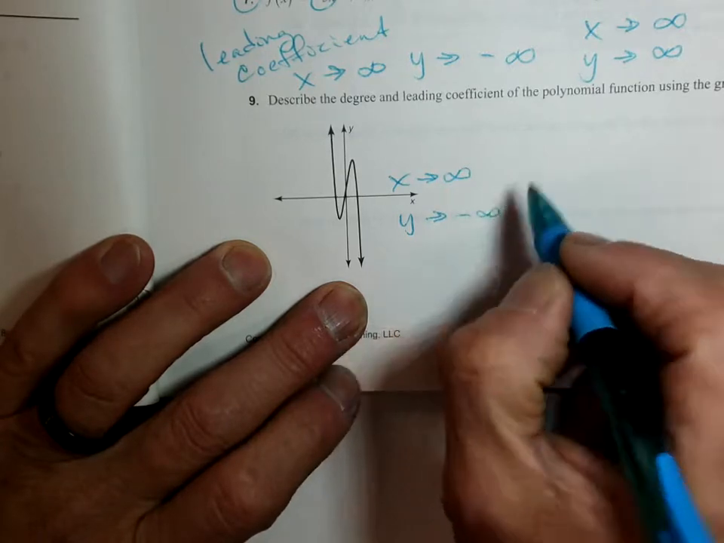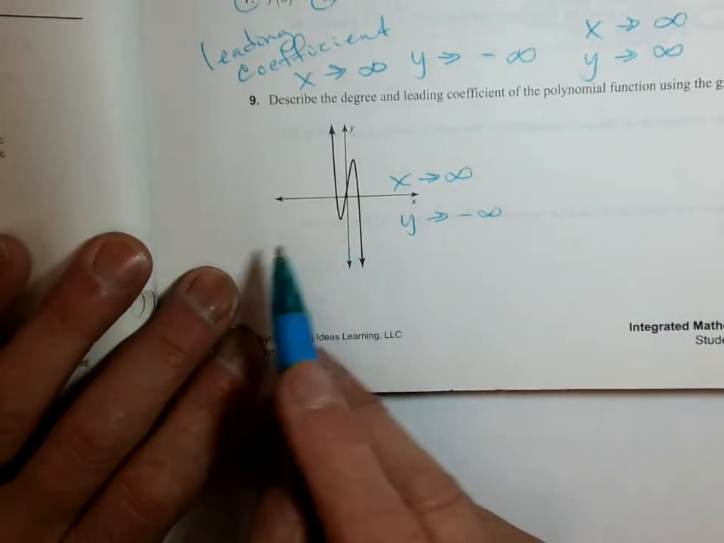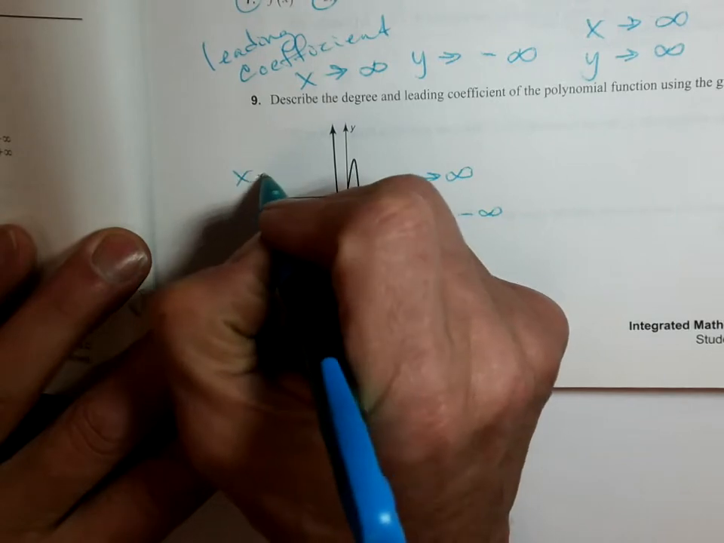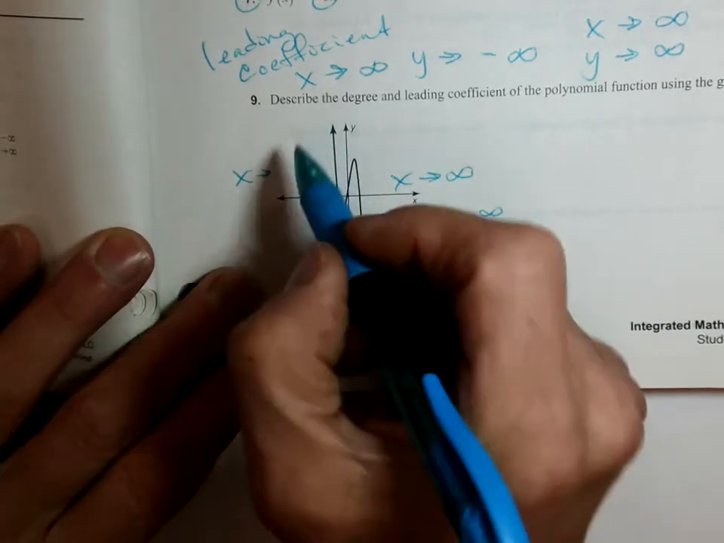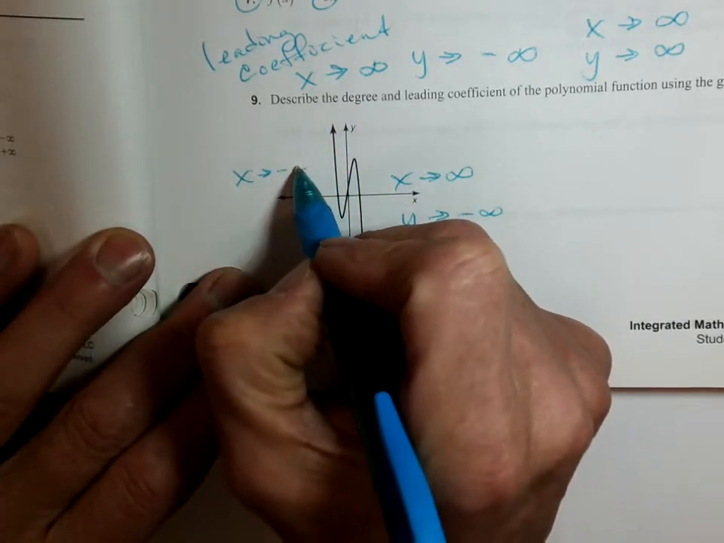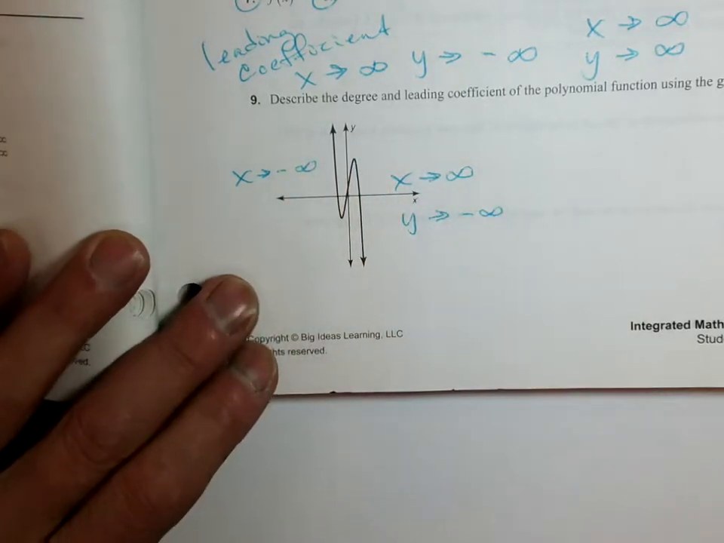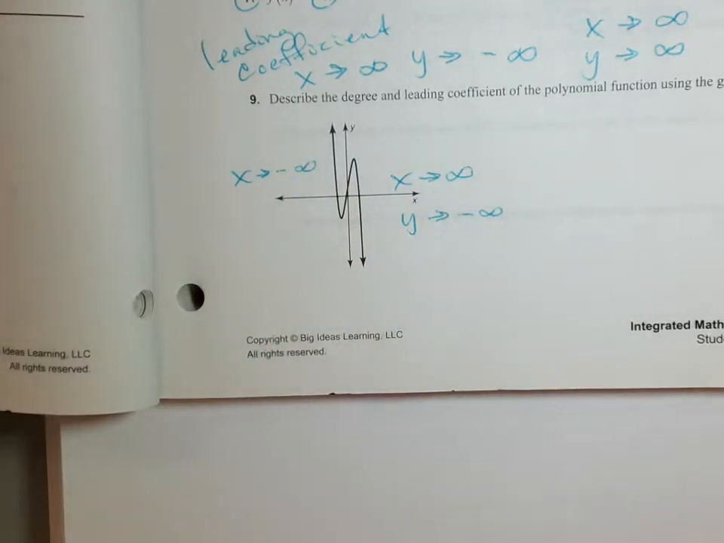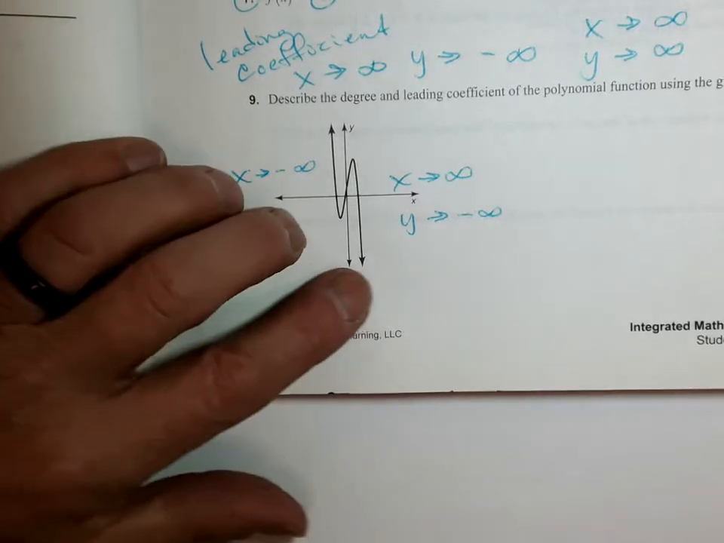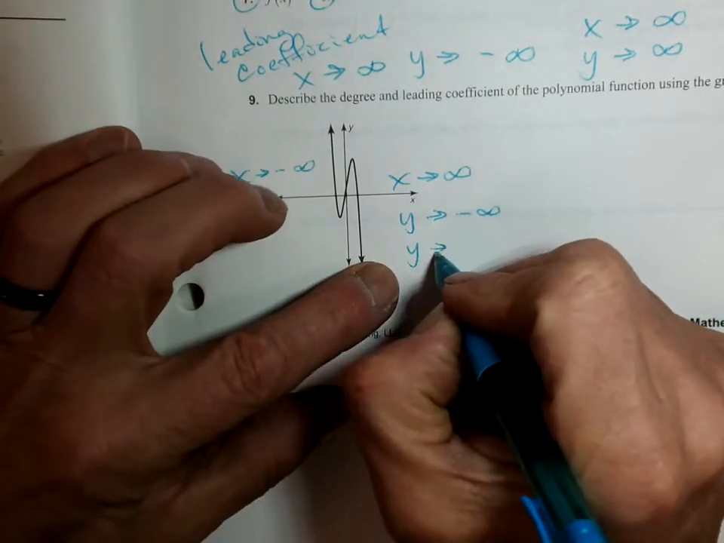But what about on the back? As x is approaching negative infinity. Okay, now this is a little bit tricky, but I know you can get it. Think about the x values, not the y's. As x is moving this way, watch my hands, what's the y doing? Going up. Y is approaching positive infinity.